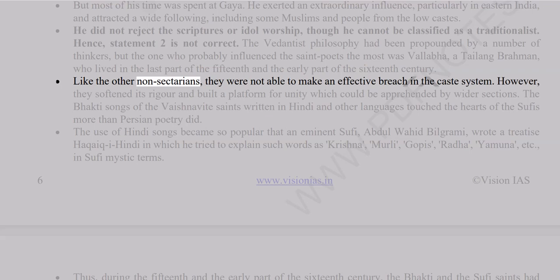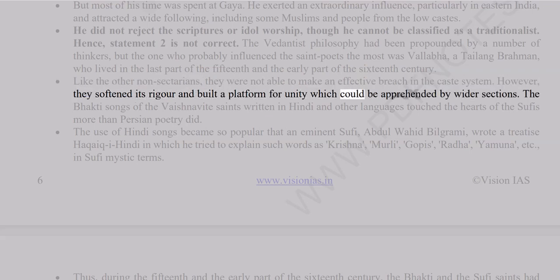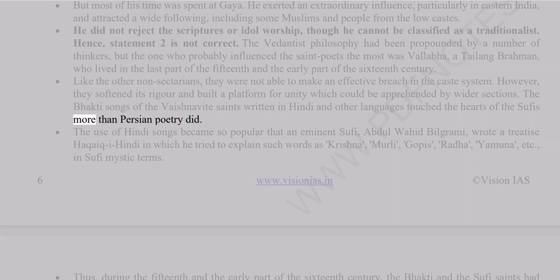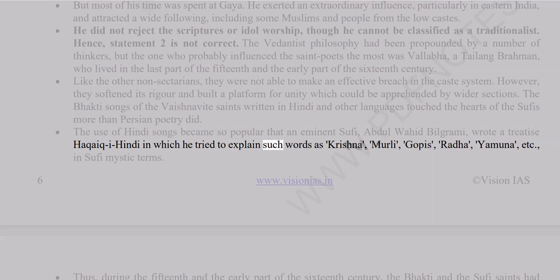Like the other non-sectarians, they were not able to make an effective breach in the caste system. However, they softened its rigor and built a platform for unity which could be apprehended by wider sections. The Bhakti songs of the Vaishnavite saints written in Hindi and other languages touched the hearts of the Sufis more than Persian poetry did. The use of Hindi songs became so popular that an eminent Sufi, Abdul Wahid Bilgrami, wrote a treatise, Haqaiq-i-Hindi, in which he tried to explain such words as Krishna, Murli, Gopis, Radha, Yamuna, etc., in Sufi mystic terms.